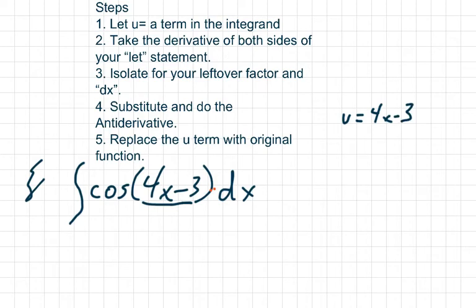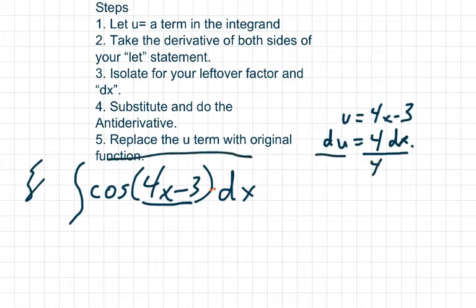So now, that's step 1. Step 2 is take the derivative of both those. So du equals 4, of course that's the derivative of x, so dx. There's that guy. Step 3 is isolate my leftover factor and dx. Well, there is no leftover factor in our original question over here. There's nothing else. So I'm going to divide by 4. And there's our dx equals du over 4.